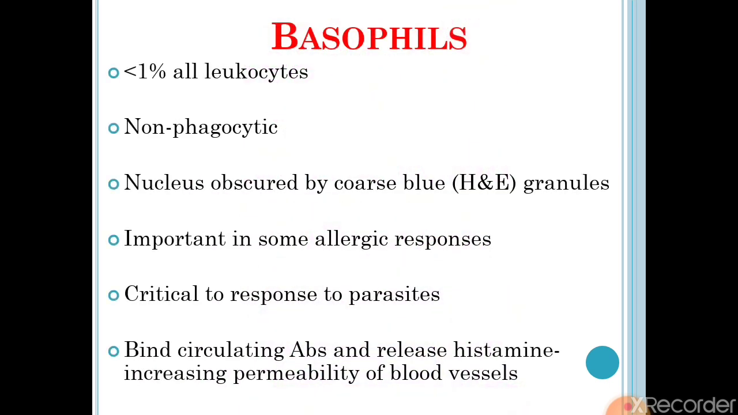The second type are the basophils, which comprise less than 1% of all leukocytes. These basophils are non-phagocytic in nature. The nucleus is obscured by coarse blue granules. Basophils are important in some allergic responses, and they are critical to the response to parasites. Basophils bind circulating antibodies and release histamine, and histamine then increases the permeability of the blood vessels.